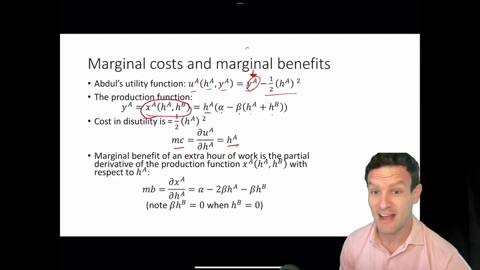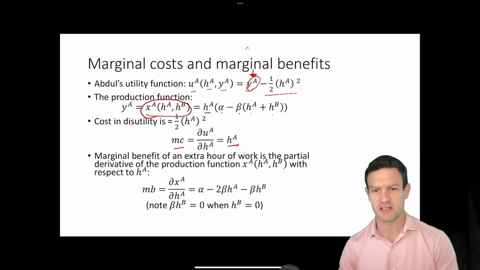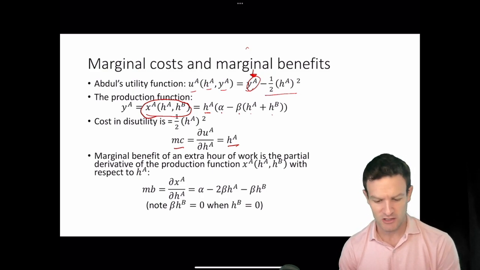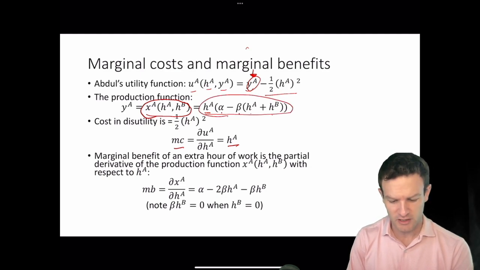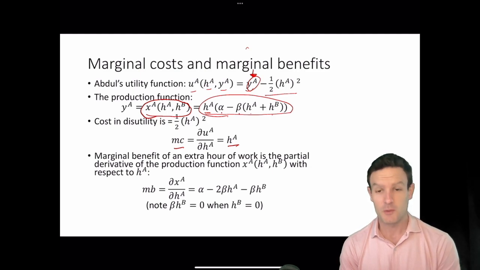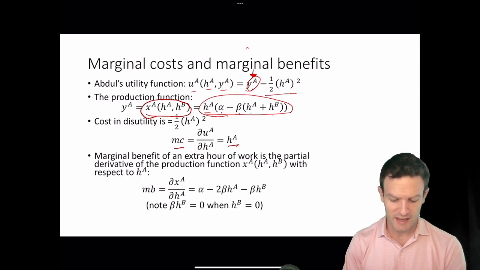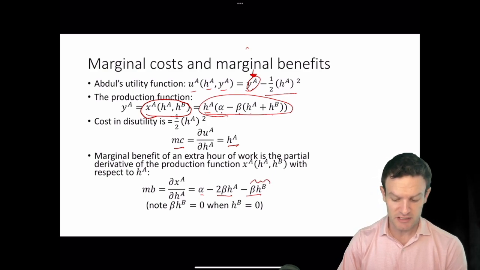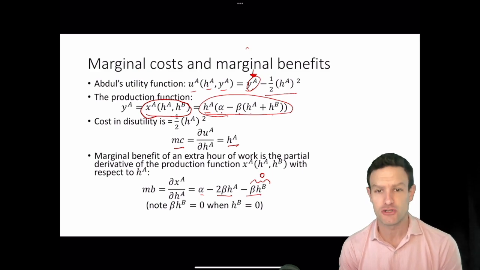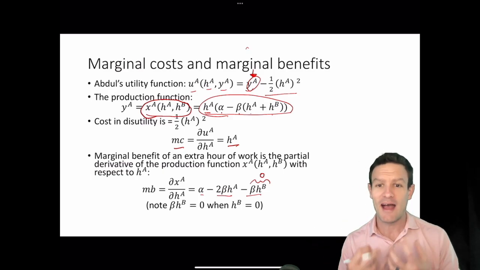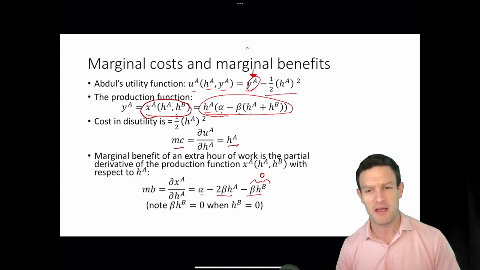Now, the marginal benefit of an extra hour of fishing, what do we have to do to think about that? We're going to take that production function, XA, and we're going to differentiate it with respect to HA. So we've got this whole thing over here, HA multiplied by alpha minus beta times HA plus HB. When we differentiate that with respect to HA, what we get is alpha minus 2 beta HA minus beta HB. Now, we know when HB is equal to 0, then that third term is also going to be equal to 0. So when Bridget doesn't fish at all, what we have there for his marginal benefits is alpha minus 2 beta HA.